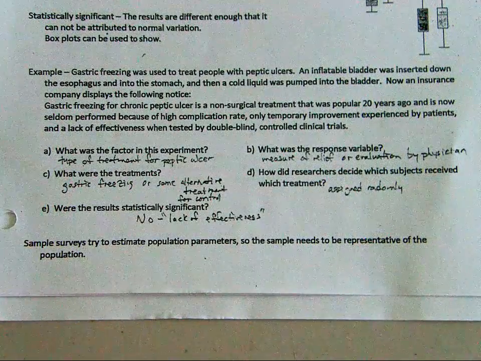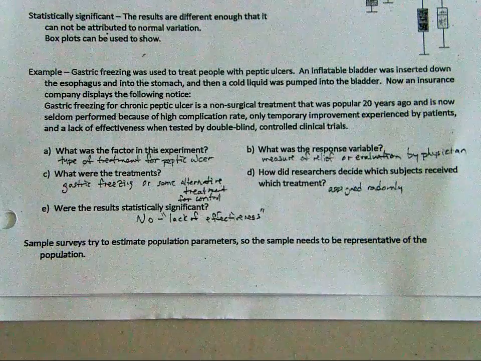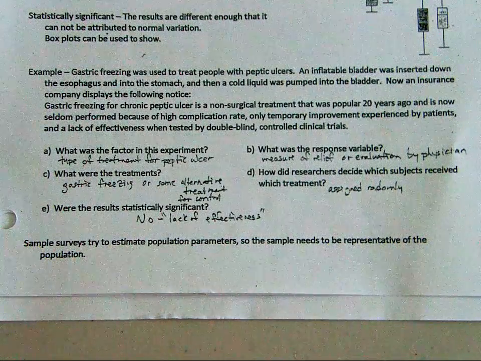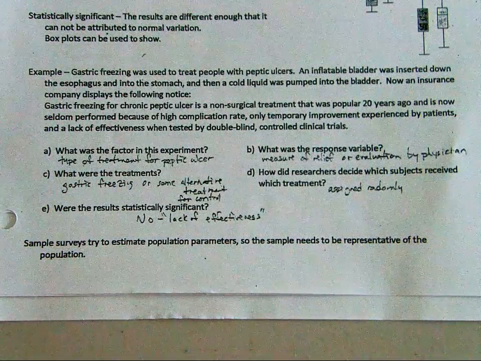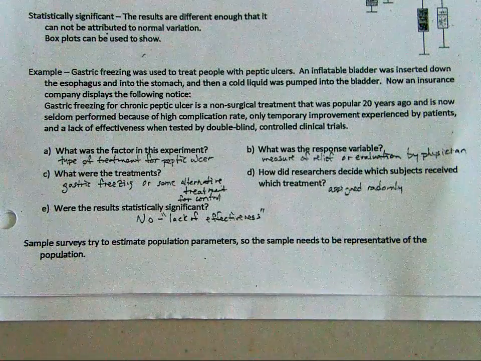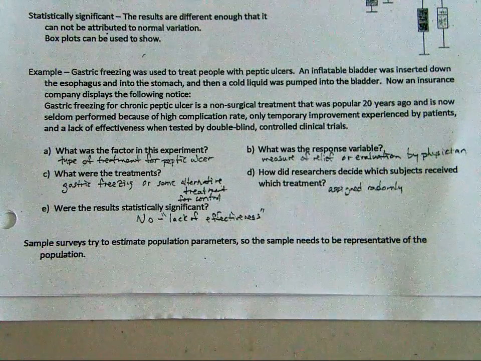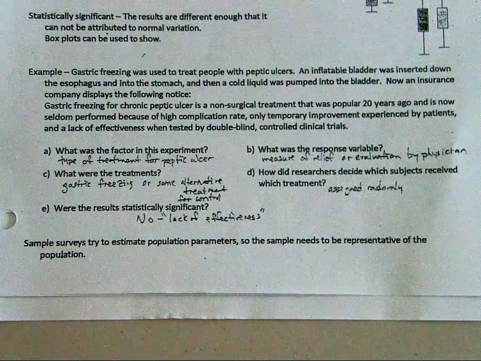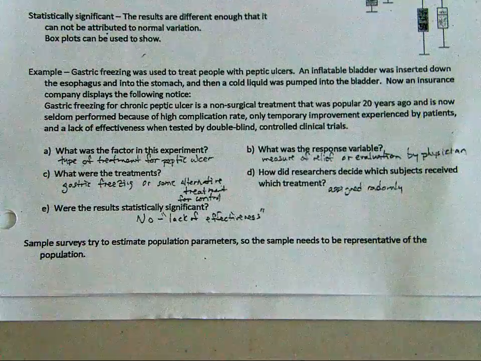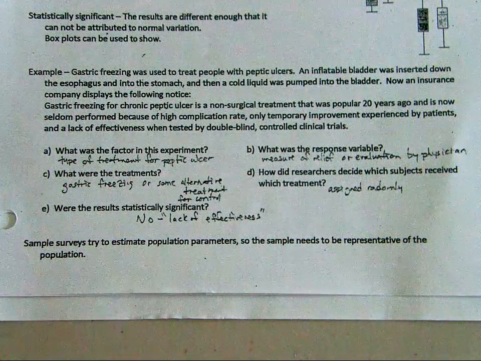Well, now an insurance company gives a notice: Gastric freezing for chronic peptic ulcer is non-surgical. It was popular years ago. It's not used much anymore. Had a lot of complications. It gave only temporary improvement and a lack of effectiveness when tested by double-blind controlled clinical trials. So a lot of stuff there. So they did an experiment with this. They decided it really wasn't a good treatment.